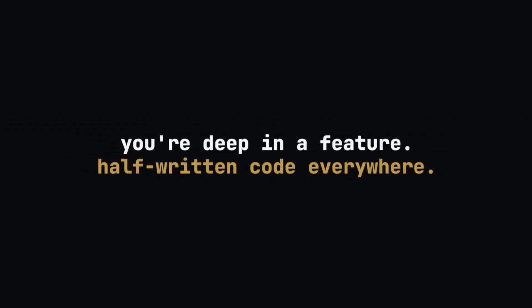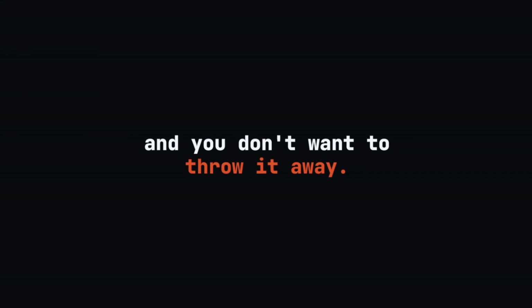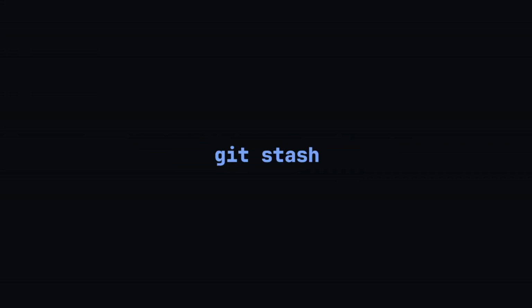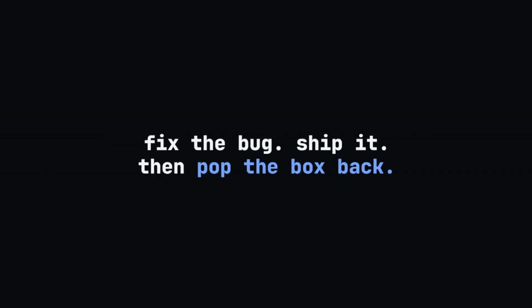You're deep in a feature, half-written code everywhere. Then Slack pings. Urgent bug on main. Fix it. Now. You can't commit half-broken code, and you don't want to throw it away. Git stash. It packs your uncommitted work into a box, leaves your working tree perfectly clean. Fix the bug, ship it, then pop the box back.